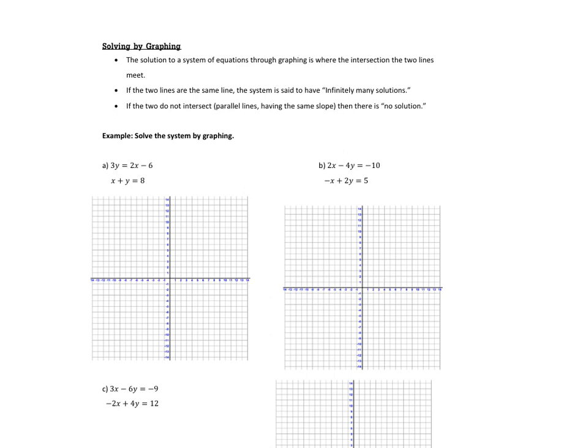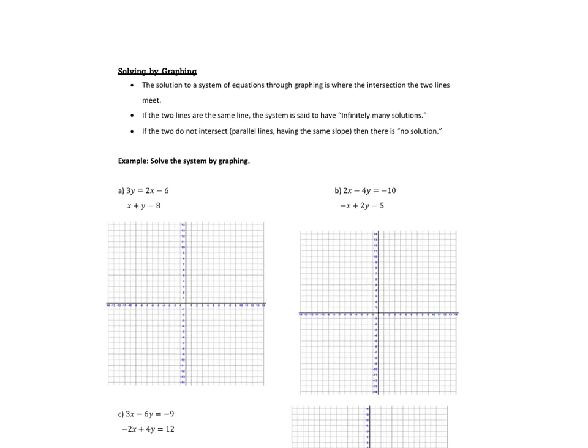If they intersect at 1 point, we call that a consistent and independent system. If you draw the exact same line twice, that means they're the same lines. The solution set is infinitely many solutions, and we call that a consistent and dependent system. If you draw the 2 lines and the lines never intersect, those are parallel lines, and we call that an inconsistent system.